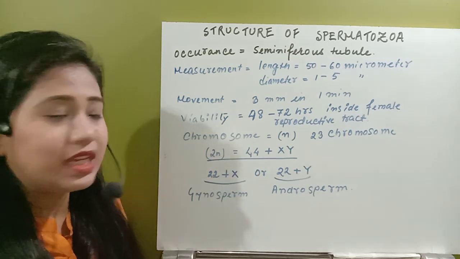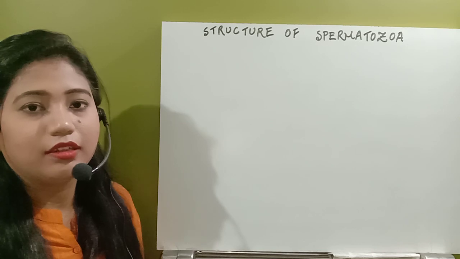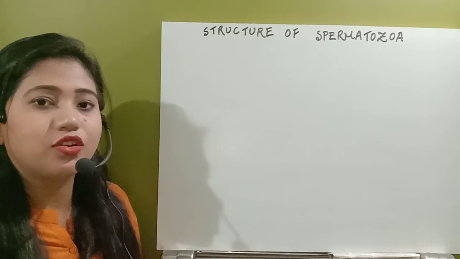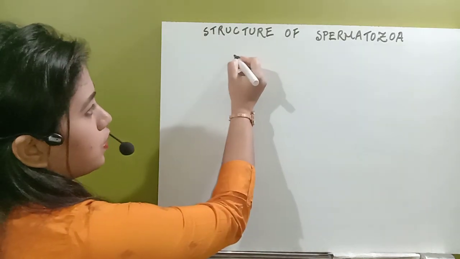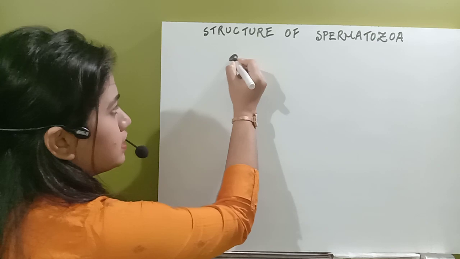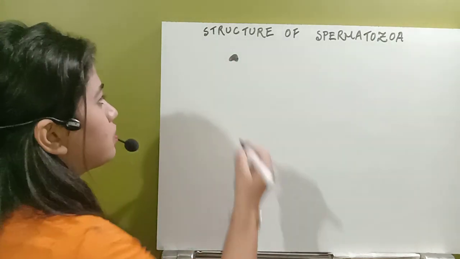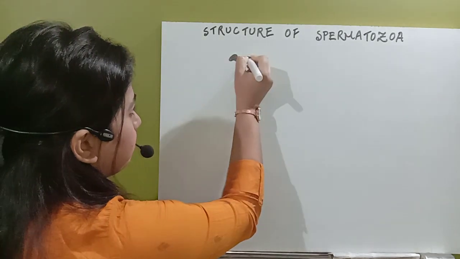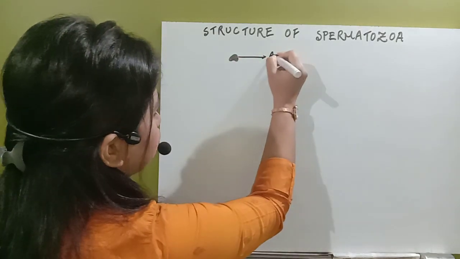Now we are going to see the structure of the spermatozoa. First of all, the spermatozoa is going to have four parts. So the head or anteriormost region of the spermatozoa is going to have a structure. The tip of the spermatozoa is known as the acrosome.